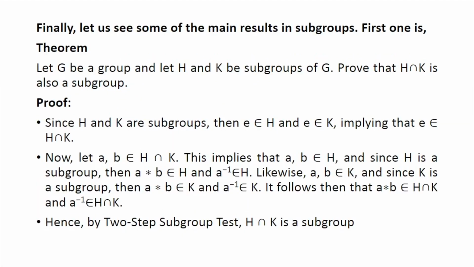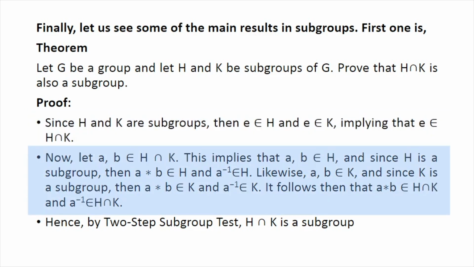Finally, let us see some of the main results in subgroups. First one is a theorem. Let G be a group and let H and K be subgroups of G. Prove that H intersection K is also a subgroup. Now we can prove. Since H and K are subgroups, then e is an element of H and e is an element of K, implying that e is an element of H intersection K.